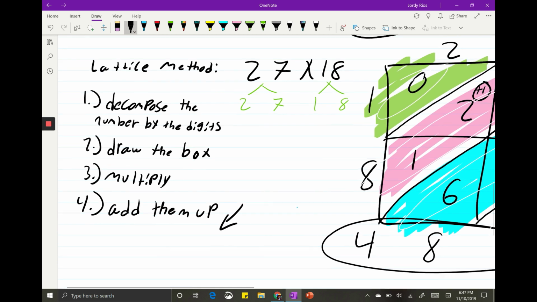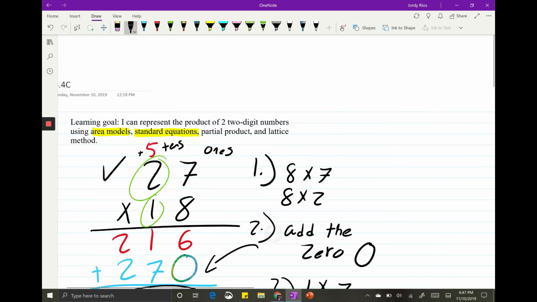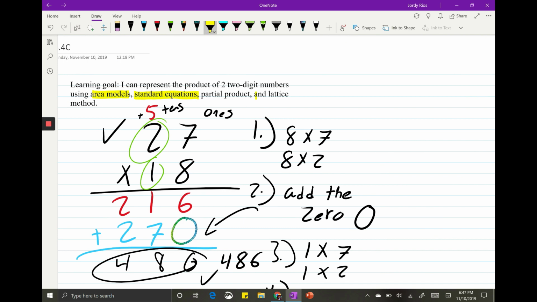Okay. So step 1, decompose the number by its digits. Step 2, draw the box. Step 3, multiply. Step 4, add them up diagonally. I did diagonally, sign diagonally. All right, so we just did lattice method. We can go ahead and highlight that.